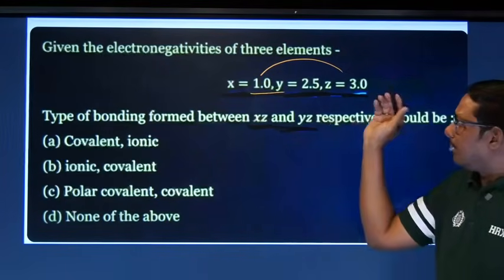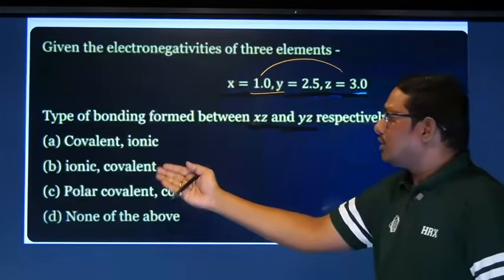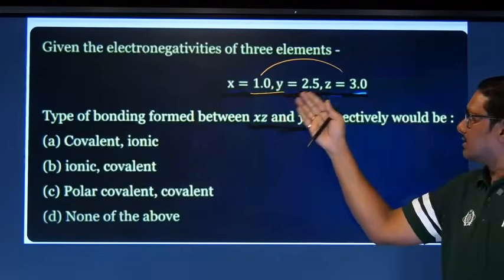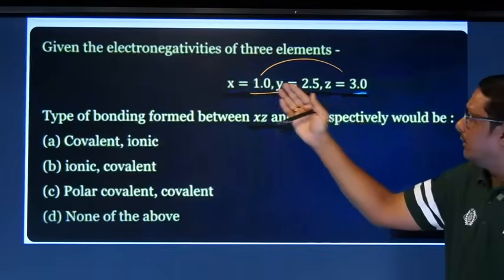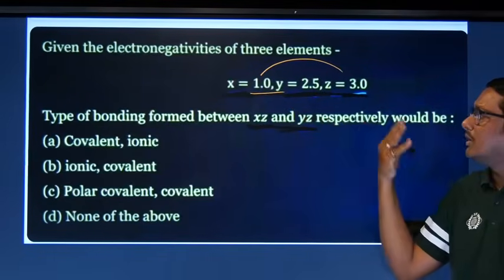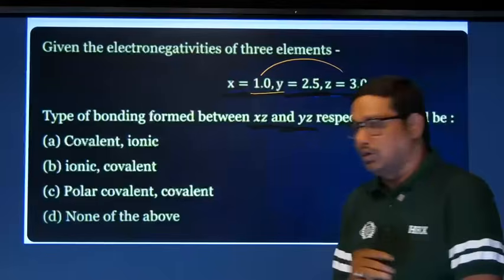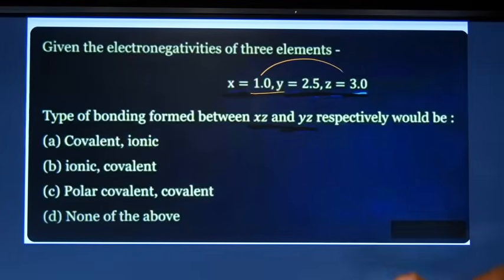Sorry, I repeat: between x and y, there is a formation of covalent bond. Between x and z, there is a formation of ionic bond. That means the correct option you can take is option A.